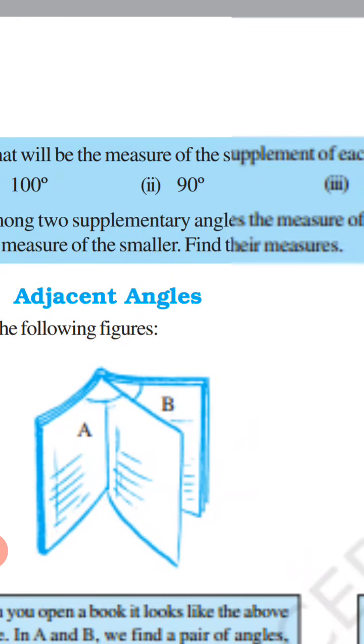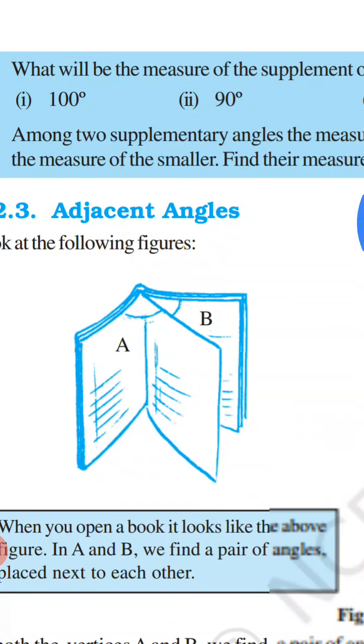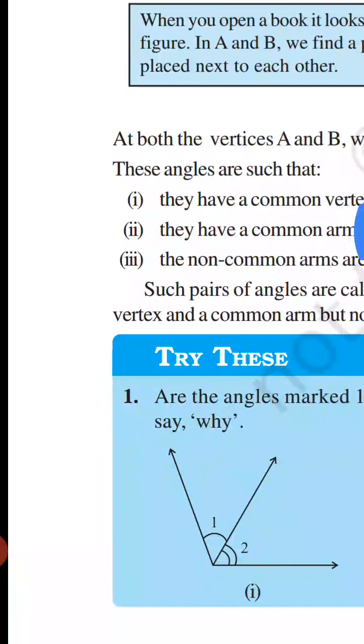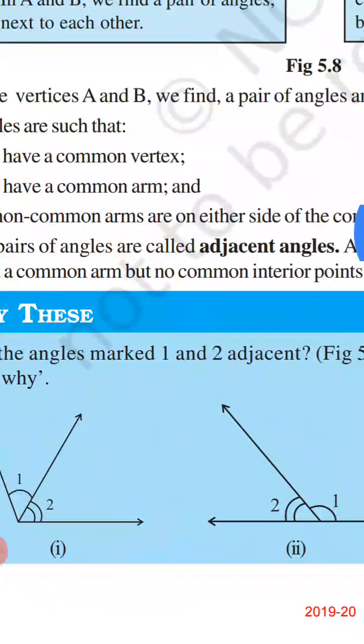Adjacent angles. If two angles have the same vertex, one angle has one vertex and two arms. Now if two angles have the same vertex and one common arm, then the two angles are called adjacent angles. 1 and 2 are called adjacent angles.